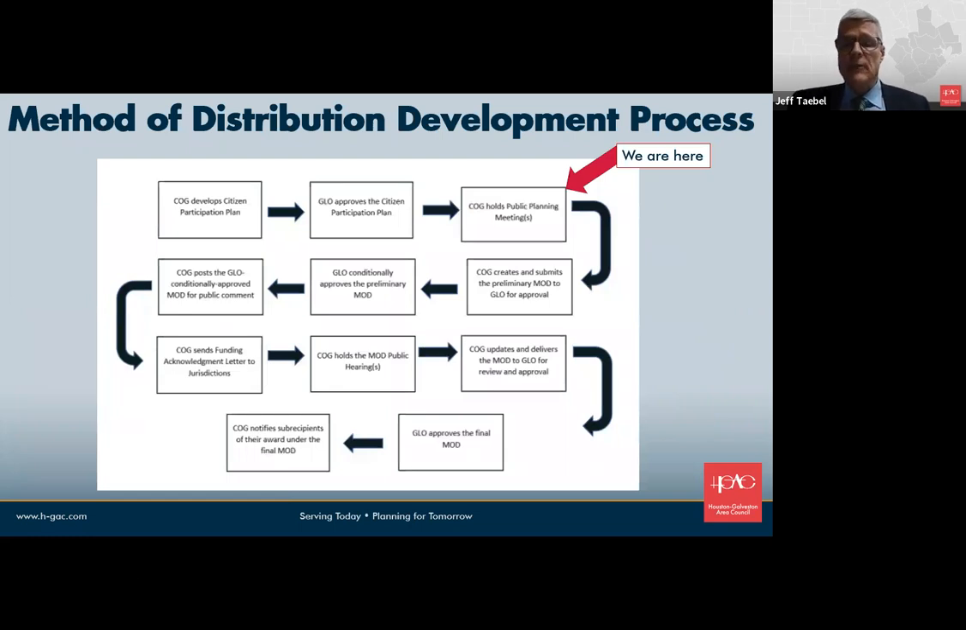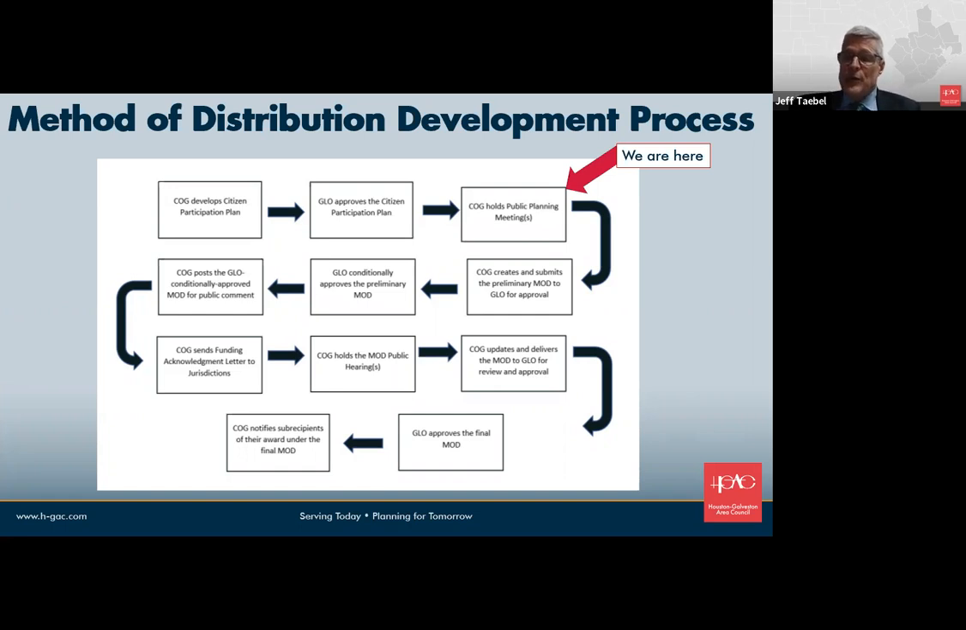So I want to tell you a little bit about the process of how we get from where we are today to a final method of distribution, and finally that money getting out to the cities and counties and others who need it. So we have begun the process with the General Land Office by the development of our citizen participation plan. This meeting and the ones we held earlier today are the first opportunities we've had to meet with the public, explain the MOD process, and allow them to give us some feedback that can inform our development of this method of distribution.